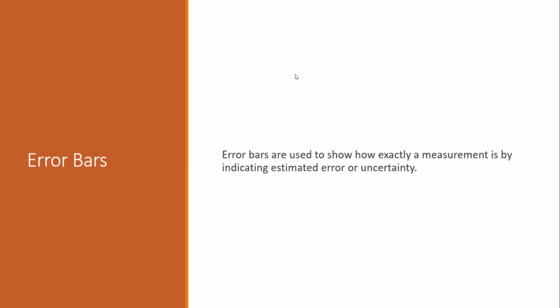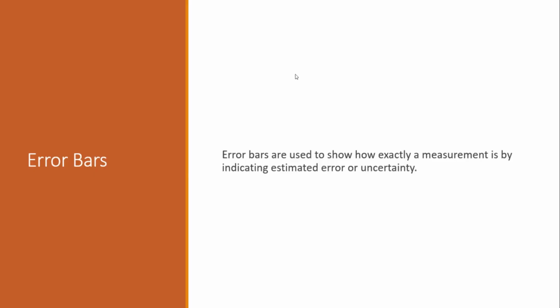error. Error is a mistake, or we can say that the difference between calculated value and actual value. Now we will see what is error bar. Error bars are not a chart entirely, they are graphical augmentations that visualize the variability of displayed data on a Cartesian plane. And error bars are used to show how exact a measurement is by indicating estimated error or uncertainty.